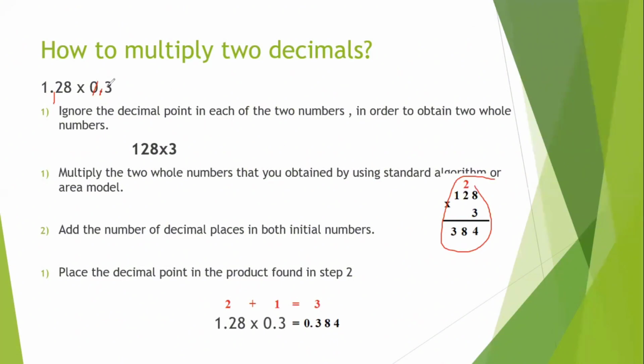But as we removed the decimal point, we have to return it back. In the question, the decimal point here was after 2 digits in the decimal place. And here it was after 1 digit in the decimal place. Let's add 2 plus 1. So the decimal point has to be after 3 digits in decimal. Let's count from the right: 1, 2, 3, because I want to find 3 digits in the decimal. So the answer will be 0.384.